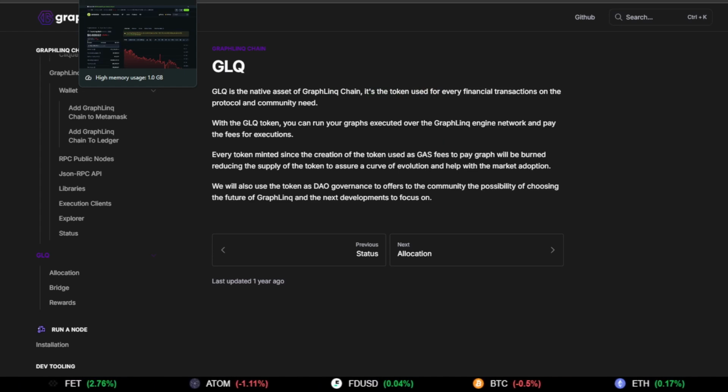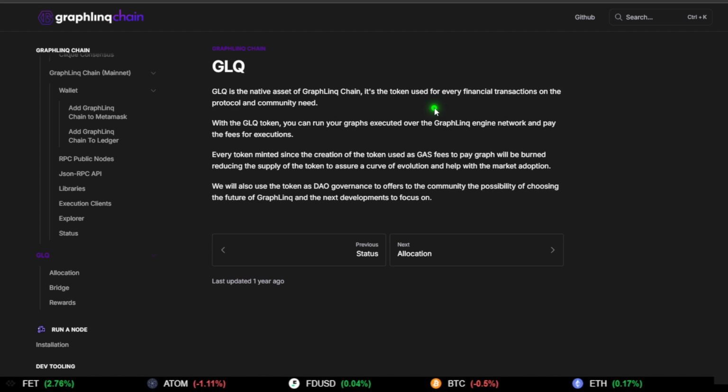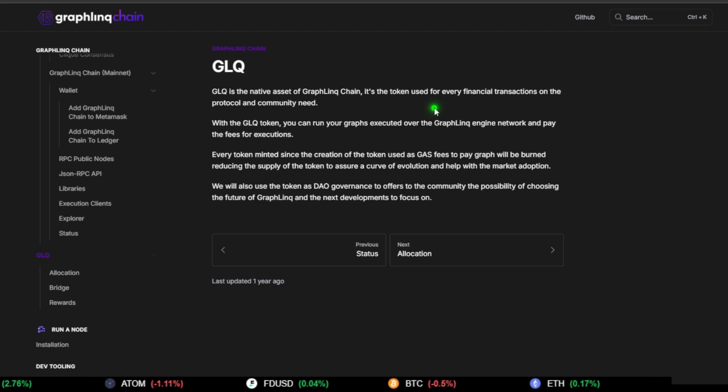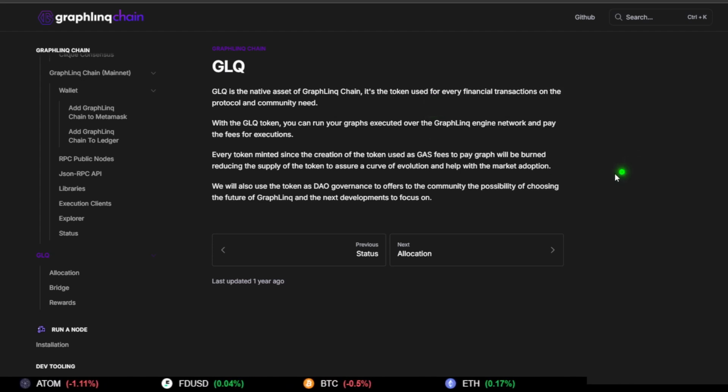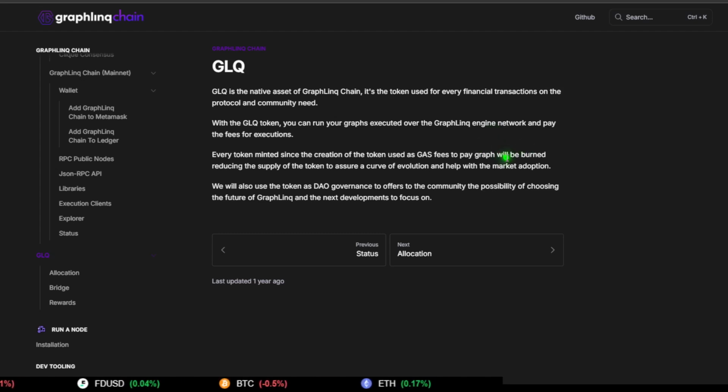So I'm going to quickly, it's tough because it's also an Ethereum based project, but it says that it has its own chain. So this is where, is it an L2? And I don't see it as an L2. I see it as an L1. But again, the confusion begins, guys. I'm just going to let you know the confusion begins. Every token minted since the creation of the token used gas fees to pay around, and it's burned to reduce the supply. So they have a burning mechanism. So they're saying that the gas fee is going to be burned in order to make this deflationary.